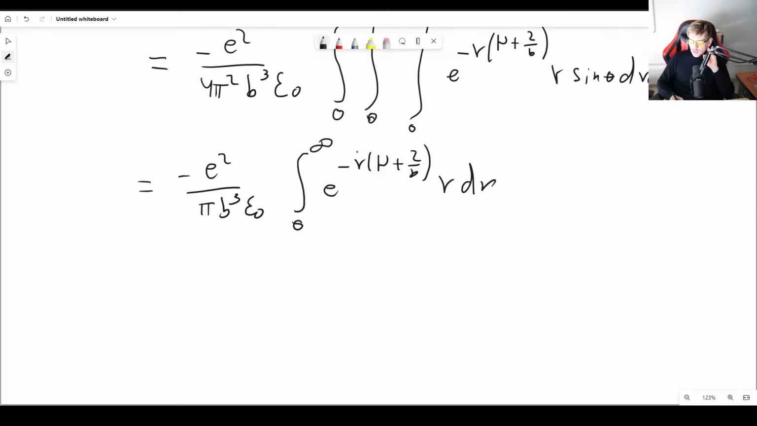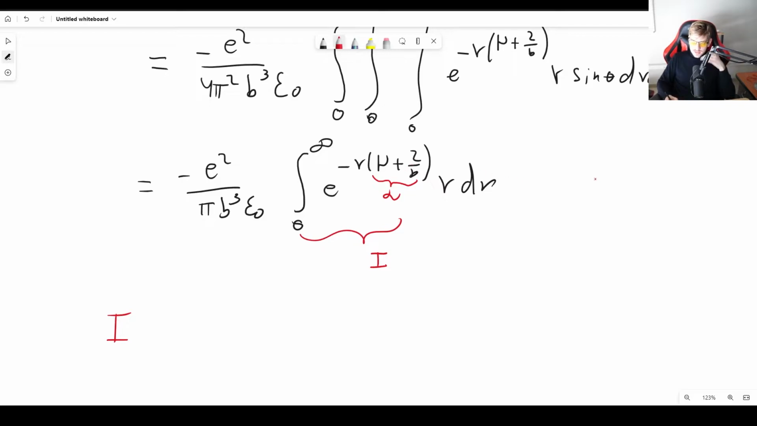Well, this isn't particularly difficult of an integral. We can solve it easily by using integration by parts. So let's call it I, and let's use integration by parts. Just for simplicity, for now, I will call this alpha or something, because I don't want to have to write it the entire time. So let's say u is going to be r, du is dr, dv is e to the minus r alpha dr, and v will be minus e to the minus r alpha over alpha.